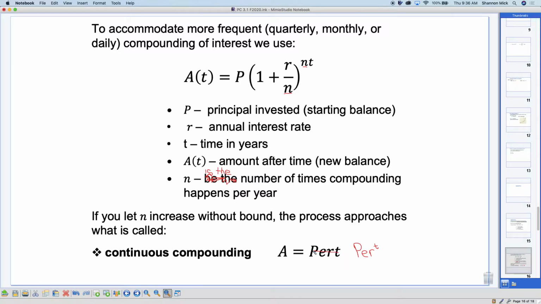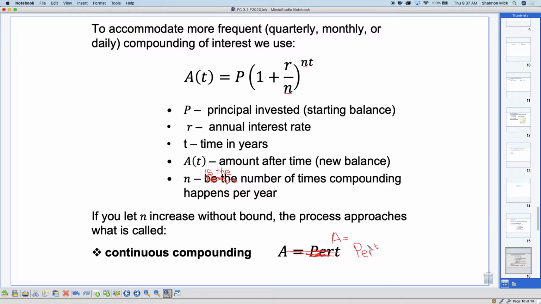It's not just PERT. When I saved it, it must have. Got it? Okay, what does P still stand for? Principal investment. What's rate? Annual interest rate. What's T? Time in years. What's E? It's just E is E. 2.718281828.